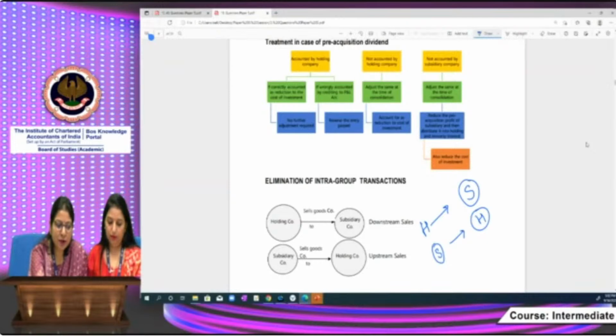If the goods are being sold from holding to subsidiary, in that case, what will happen? In that case, the entire amount of unrealized profit will have to be reversed.